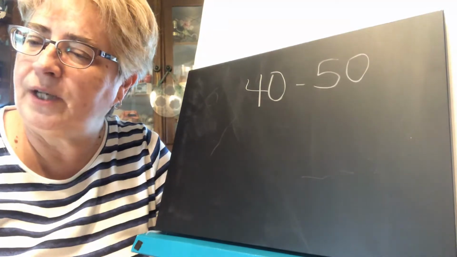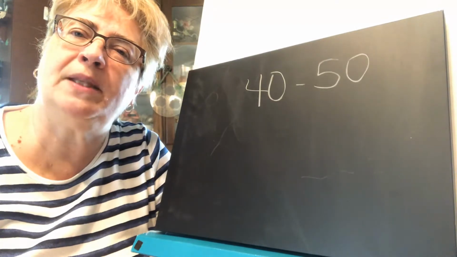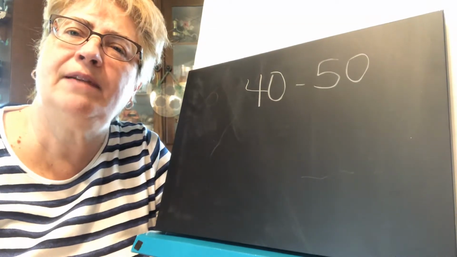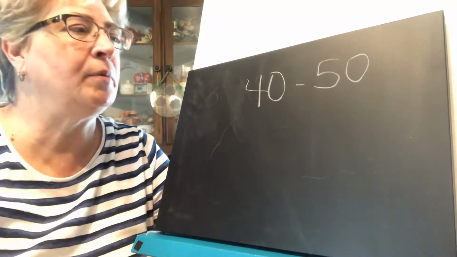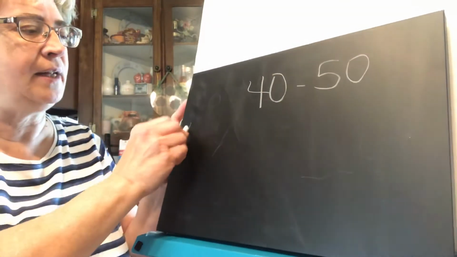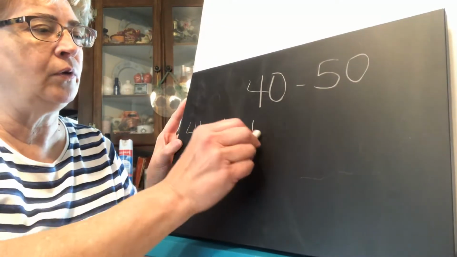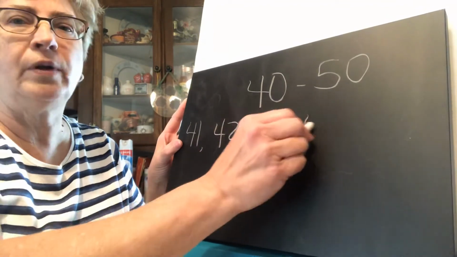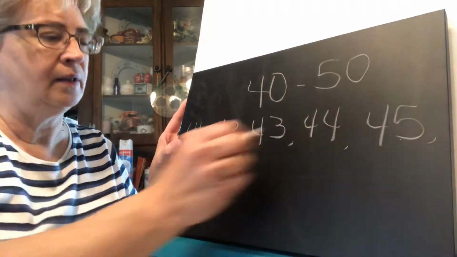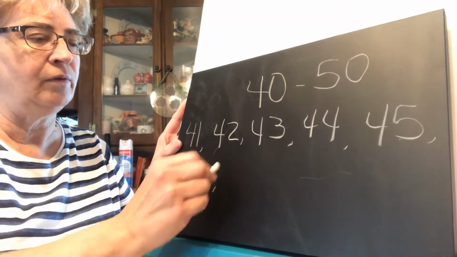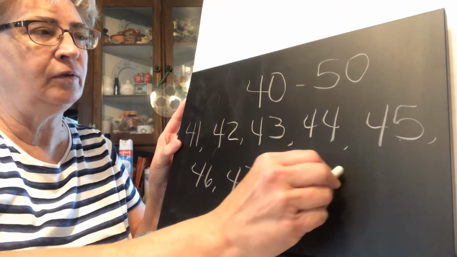So if it's a two-digit number, and I said that both of the digits have to be the same, and that it's even, what number do you think that is? Let's list the numbers that are between 40 and 50, all right? 41, 42, 43, 44, 45, 46, 47, 48, 49.